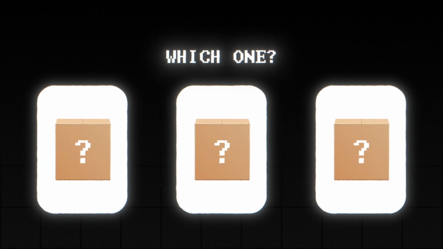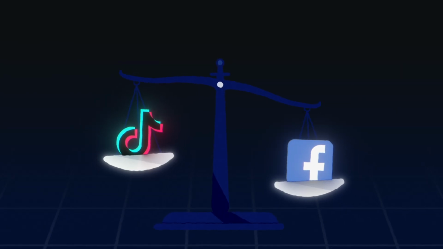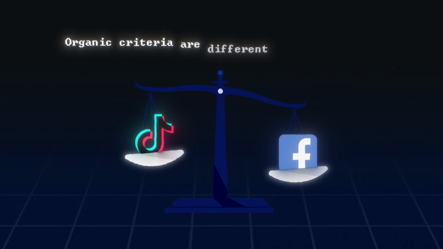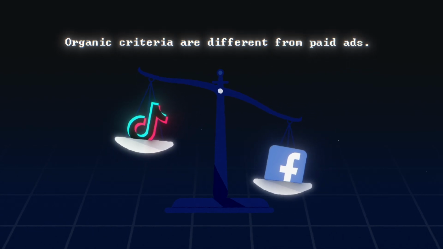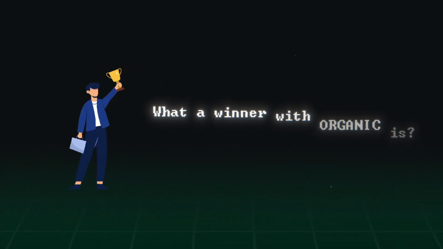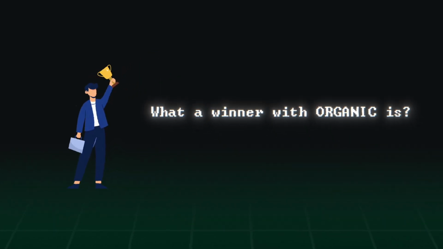If you know how to pick a perfect product for TikTok Organic, you basically have already done 70% of the job. But it's not as easy as you might think, because the criteria for an organic winner are very, very different from the criteria for paid ads. Today in this video, we're going to go through the criteria of what a winner with organic is, so you will also be able to determine if a product is actually suitable or if it's shit.